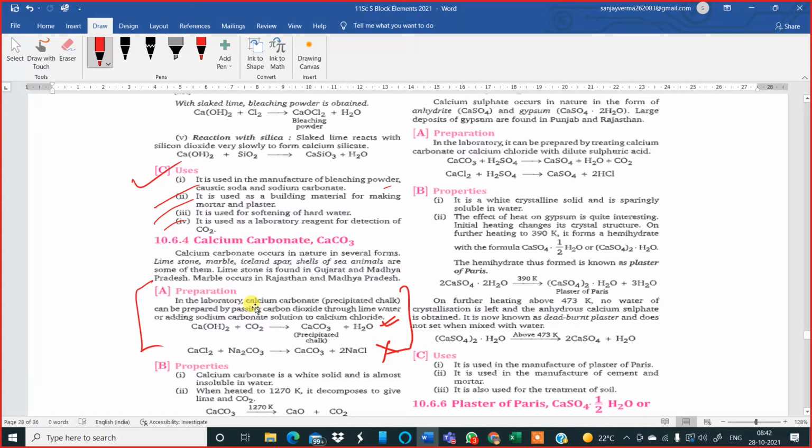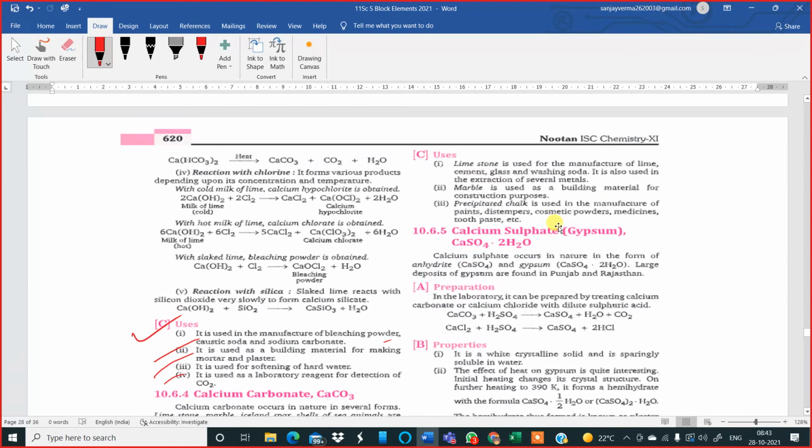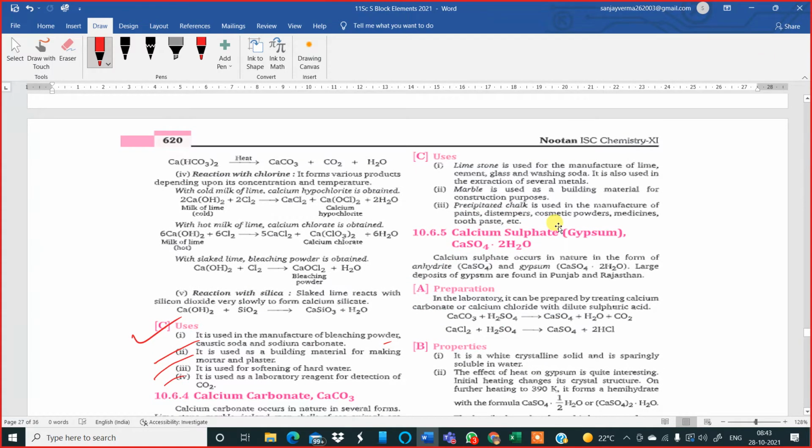After that, the uses of calcium carbonate. If you look at the uses of calcium carbonate on the next column over here, you will find that the first use is limestone. It is used for the manufacture of lime, cement, glass, and also washing soda. Washing soda, I have mentioned the formula in the previous classes. It is Na2CO3.10H2O.